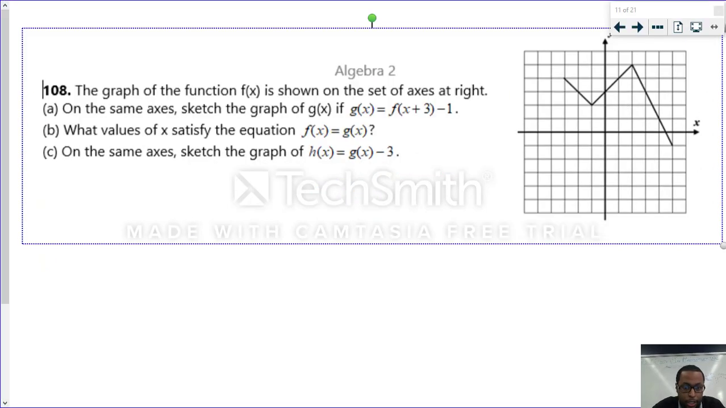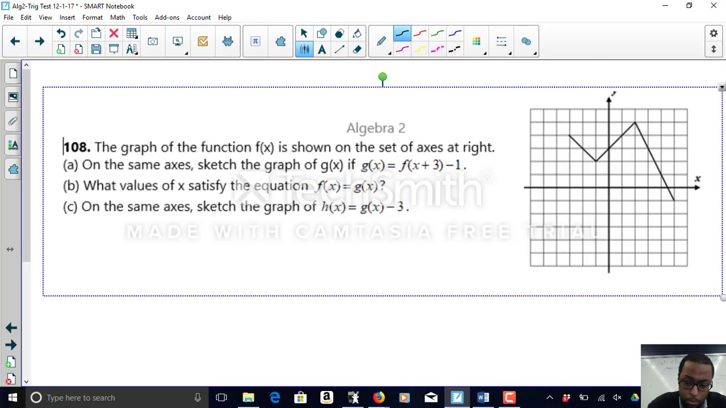Moving on. Sketching. This is important. The graph of the function f of x is shown on the set of axes at right. On the same axis, sketch the graph of g of x if g of x is f of x plus 3, minus 1. So this is my graph. I want to know f plus 3 minus 1. So what you're simply going to do, you're going to graph this using these rules. Because it's minus 1, it's on the outside, this graph is actually going to go down. It's going to go down 1. So A is going to go down 1.